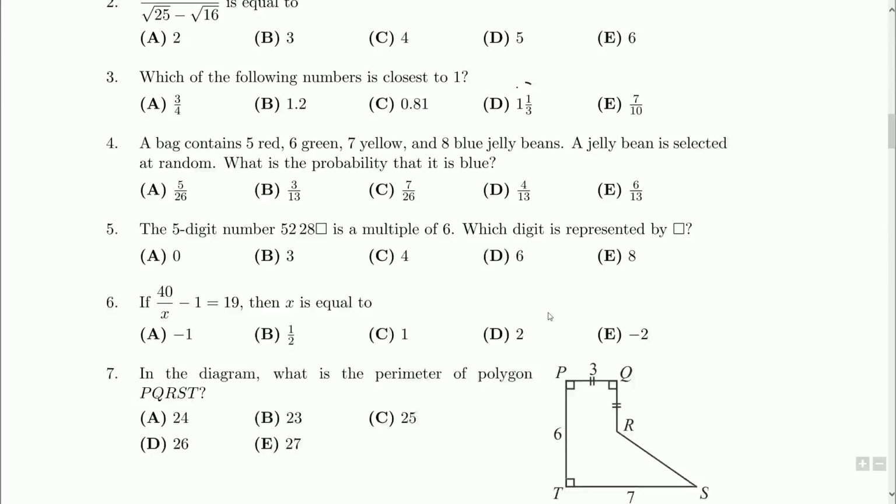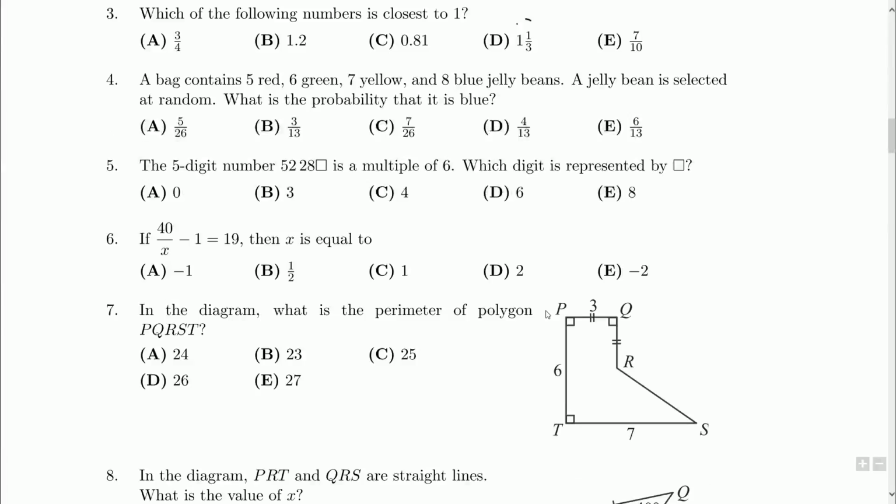We're looking now at question number 5 here on the 2008 Cayley. The 5-digit number 52,280 box is a multiple of 6. Which digit is represented by the box? Okay, we've got some possibilities: 0, 3, 4, 6, and 8.